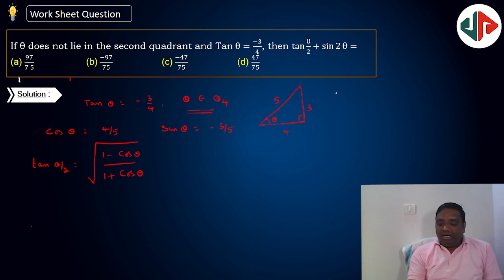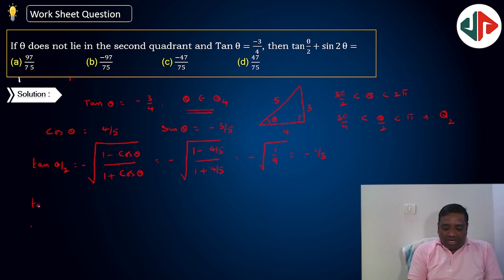Here theta is lying between 3 pi by 2 to 2 pi. Then dividing on both sides, 3 pi by 4 is less than theta by 2, which is less than pi. That means it is lying in the second quadrant. In the second quadrant, tan is always negative, so it becomes minus. So minus under the root of 1 minus 4 by 5 by 1 plus 4 by 5. If you simplify, this value is 1 by 9, so minus 1 by 3.